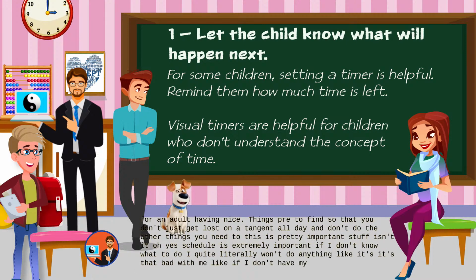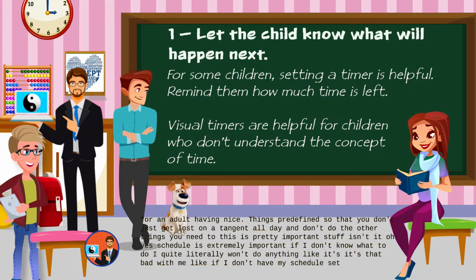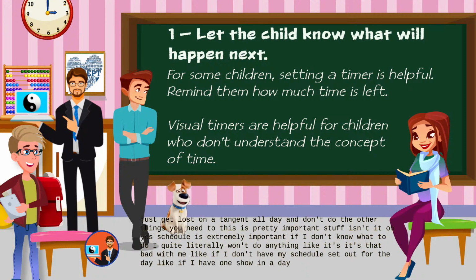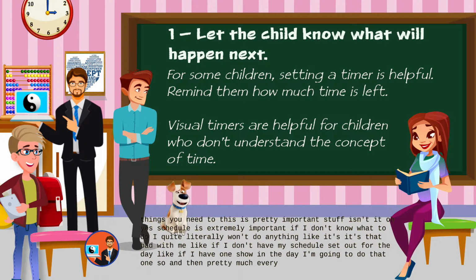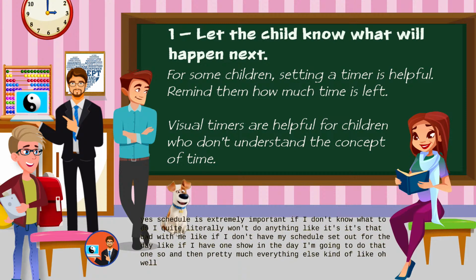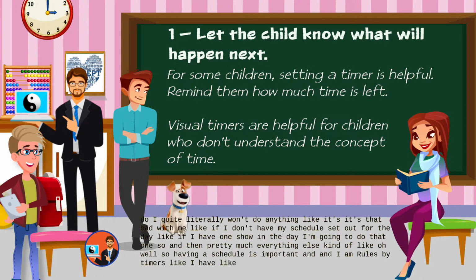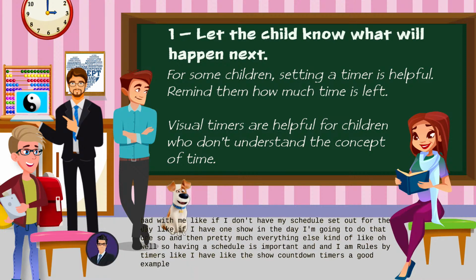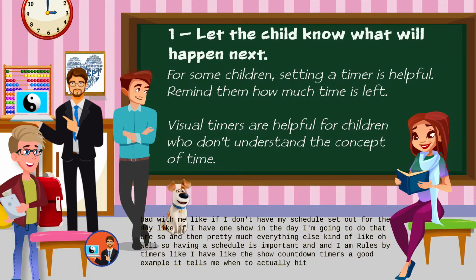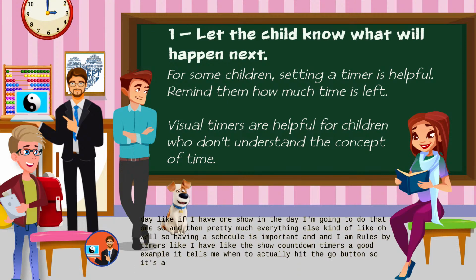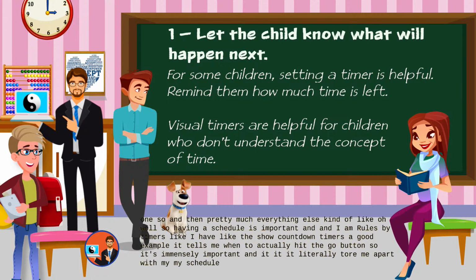If I don't have my schedule set out for the day, like if I have one show in a day, I'm going to do that one show, and then pretty much everything else is kind of like, oh well. So having a schedule is important, and I am ruled by timers. The show countdown timer is a good example. It tells me when to actually hit the go button. So it's immensely important, and it literally tore me apart when my schedule got disrupted, when I had to move, for example.